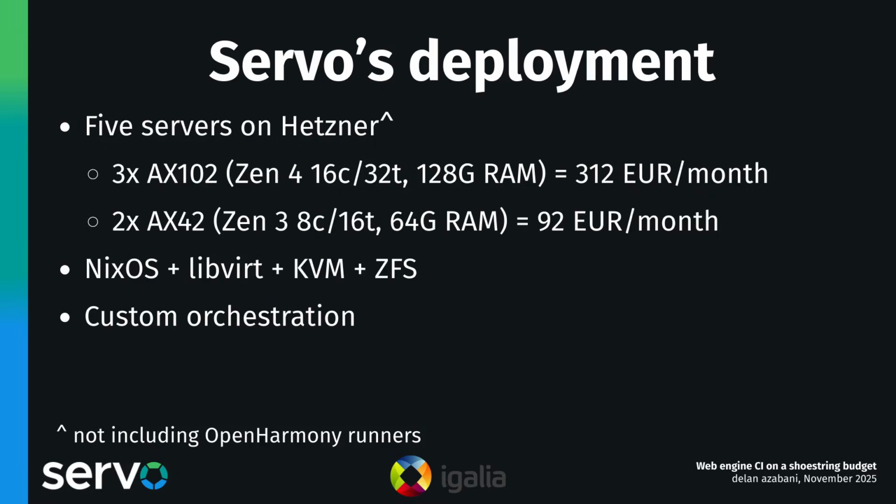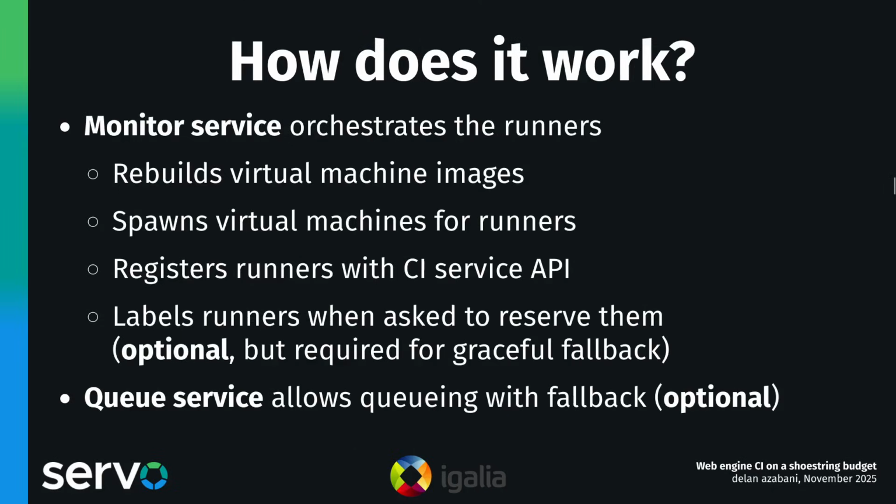The process of actually building the images and managing the lifecycle of the virtual machines, though, is done with some custom orchestration tooling that we've written. This tooling consists of 2 services: the monitor service, which runs on every server that operates self-hosted runners, and the queue service, which is single and global. The monitor service does the vast majority of the work.